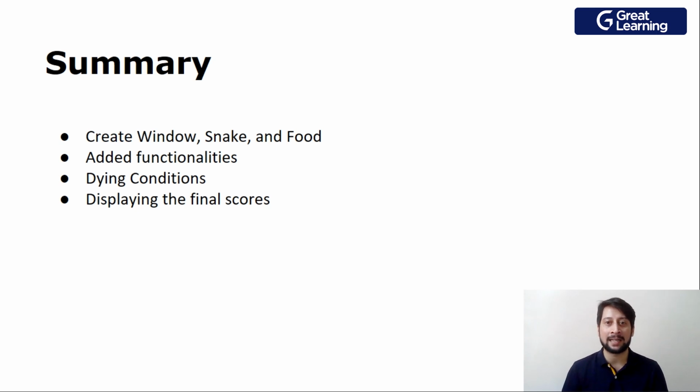Then we talked about the dying conditions, which was quite obvious: when we go beyond the screen or the panel that was given to us, those are the dying conditions. Then we finally displayed the final score and updated the variables, like status, which was obviously important. When our game is still going on, the status was false, and when the status was true, that means the game was over.